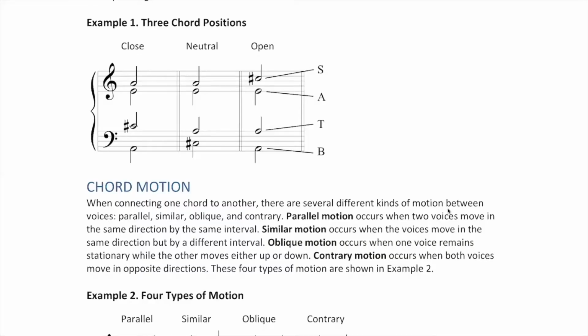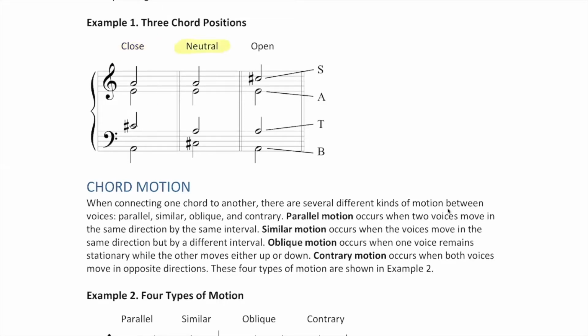To begin, we look at example 1 from this guide that goes over the 3 different chord positions that are available to us. These are close, neutral, and open. Closed position chords mean that there is less than an octave between the soprano voice and the tenor voice. In this example I've given, which sounds like this, we have a sixth between the tenor and the soprano.